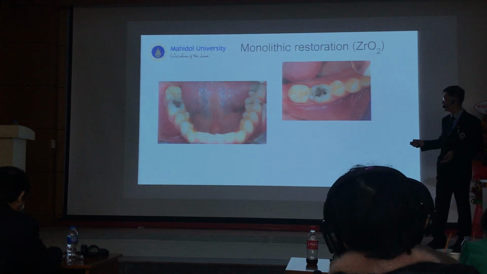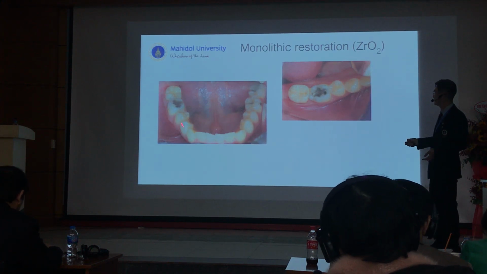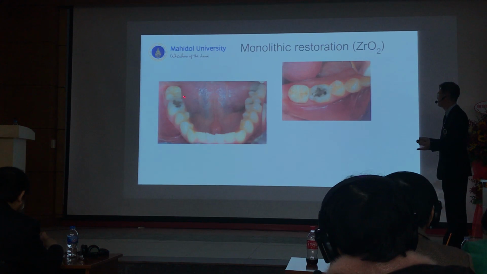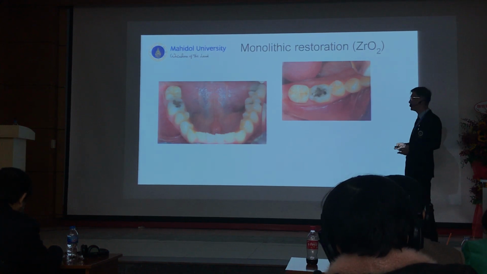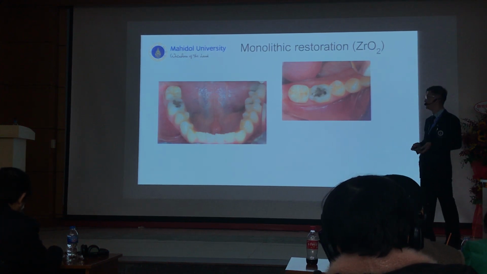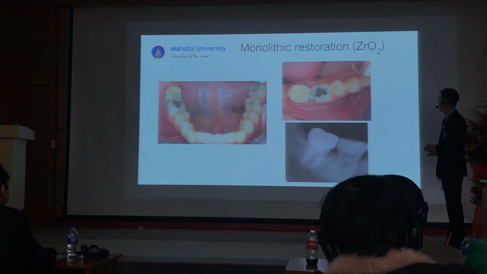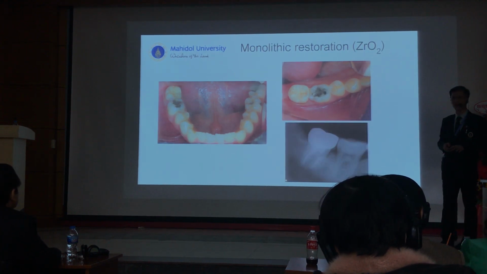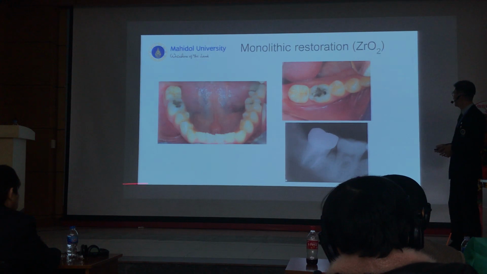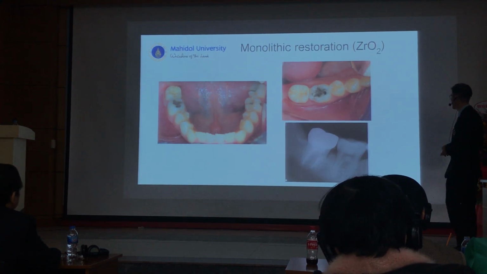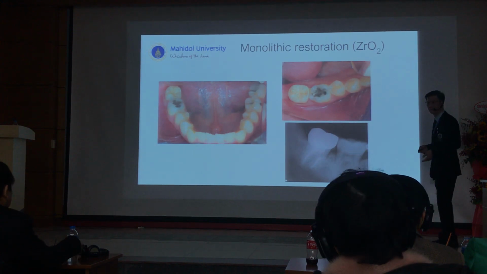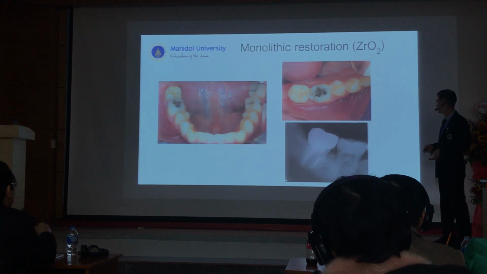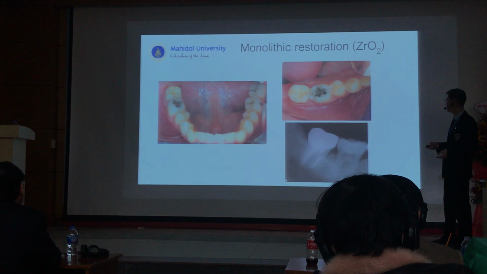When you look at the patient in the mouth, this is one of my patients, the zirconia looks fine in the oral cavity instead of making a metal. If you look at the X-ray, because of the high density of zirconia, it looks like a metal, because the density of zirconia is around 6 grams per cubic centimeter.